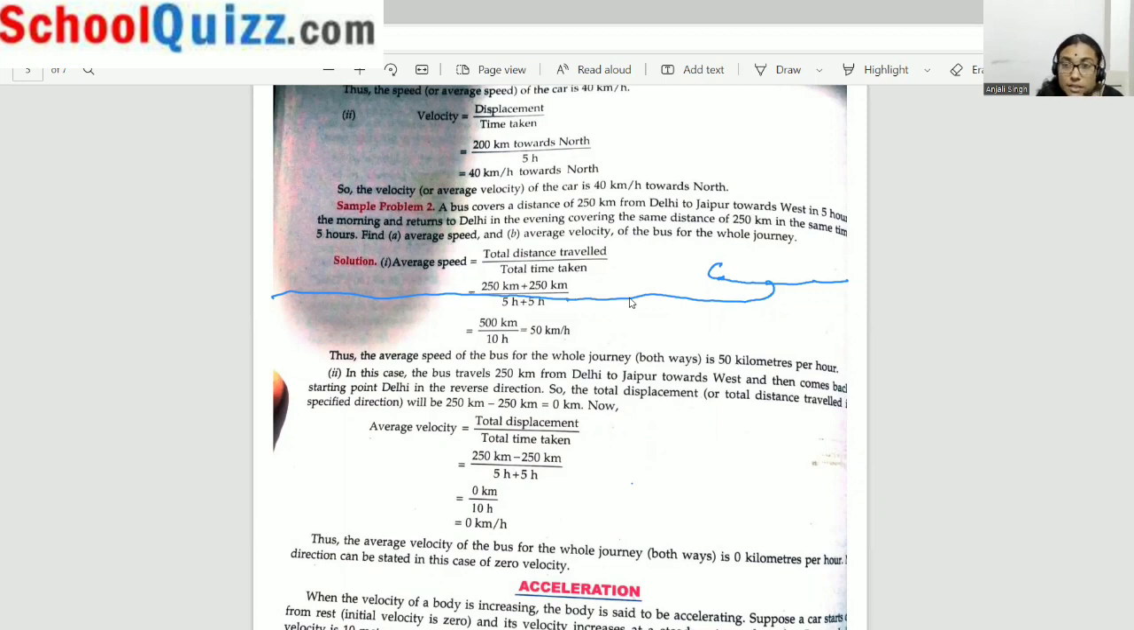Now velocity: definitely one time it is going, another time it is coming. So 250 minus 250. Time will always be added. Okay, students, please keep in mind time will always be added. So time will be 10. So the average velocity of the bus will be 0 and the average speed will be 50 kilometer per hour. Clear? So that is the whole thing about velocity.